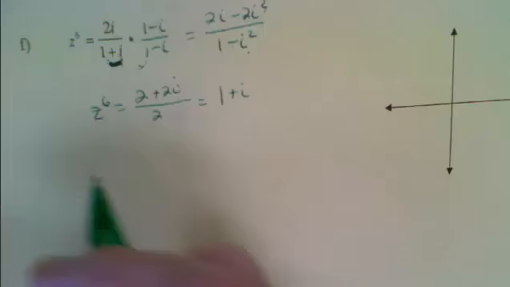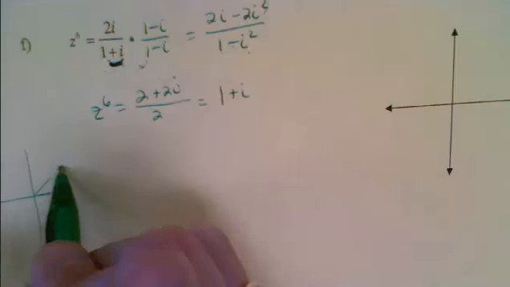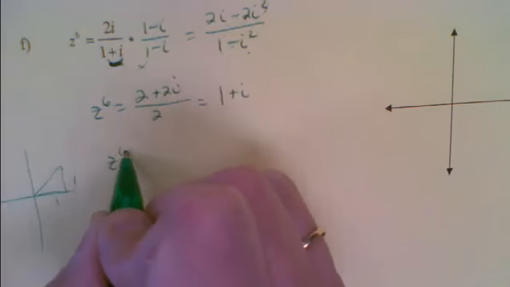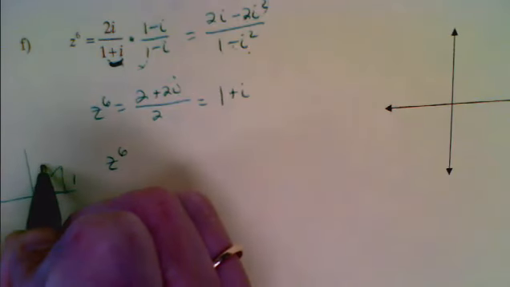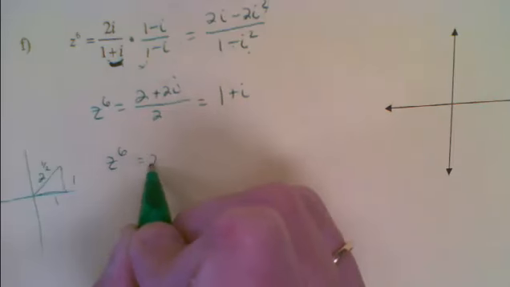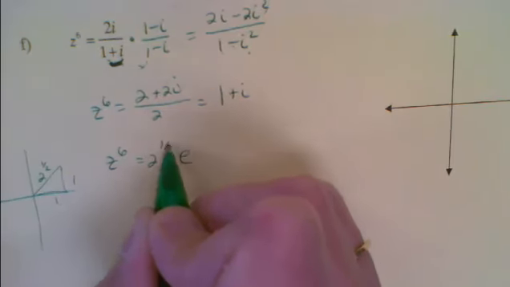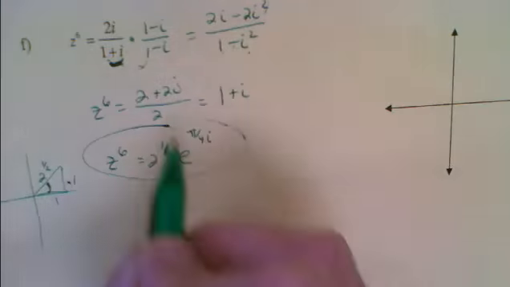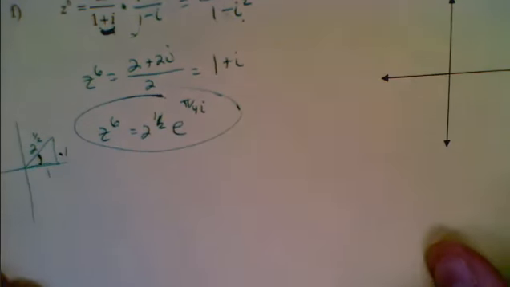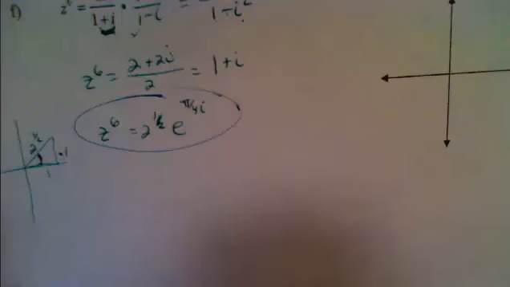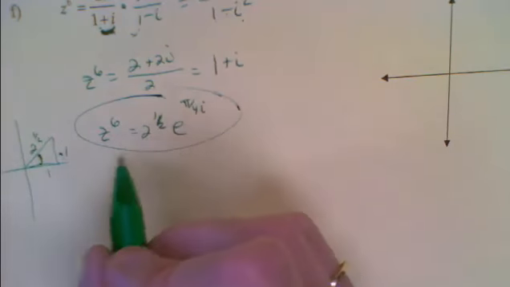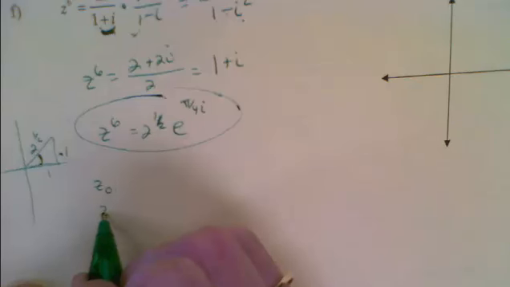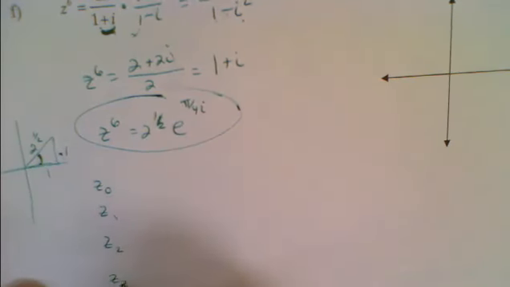So now I know z to the 6th is 1 plus i, which is 1 over and 1 up, which means z to the 6th has a radius of square root of 2, so I'm going to say 2 to the 1/2, and my angle is pi over 4. So that's z to the 6th, 2 to the 1/2, and then e raised to the pi over 4. All right, and then I need to find the 6th root, so I need 6 answers. So I have to go from z to the 0 all the way to z to the 5th.